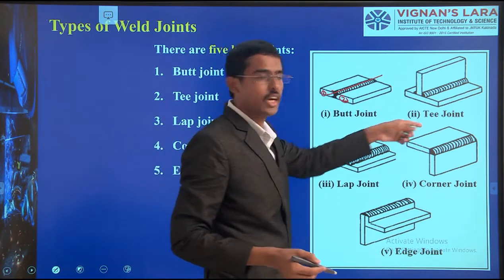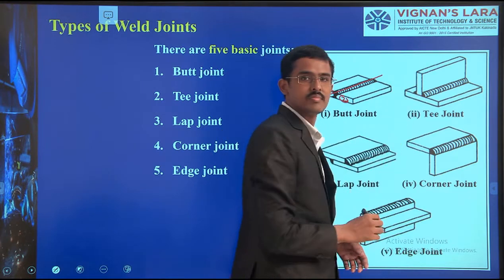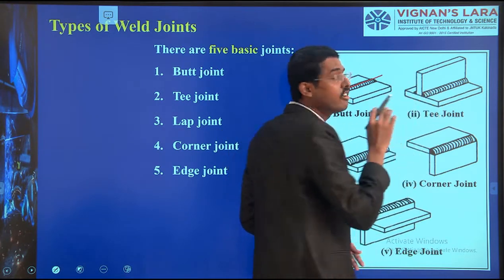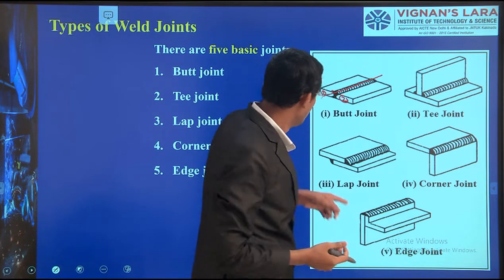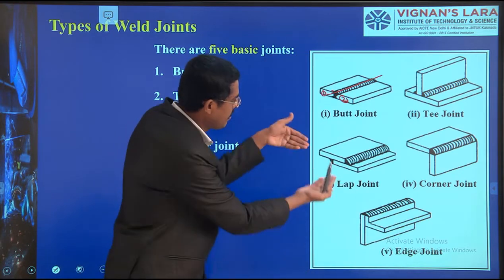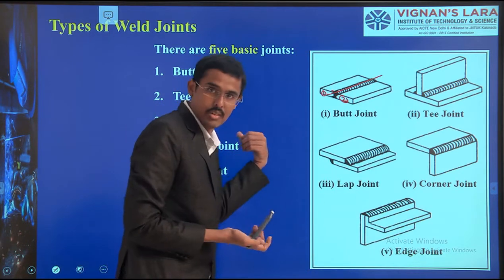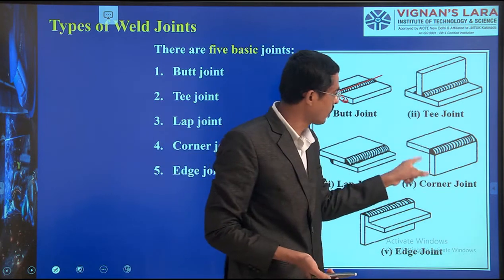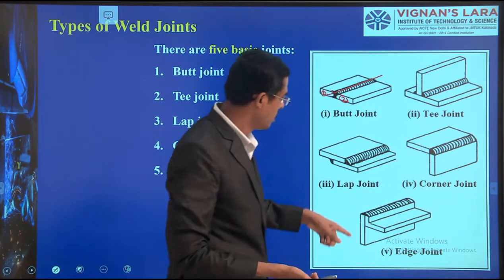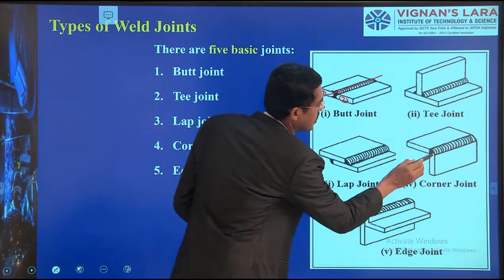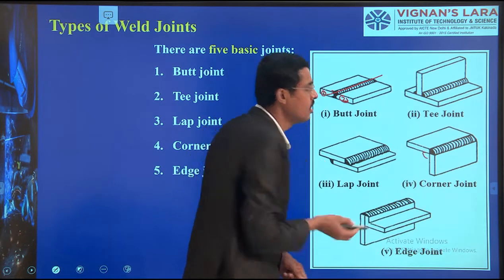And it is a T joint. The joint is T, and if the weld is done, it is a fillet weld. And here also a lap joint. Lap means they have kept one over the other, what we have said earlier. The corner one, open corner. See this side, it is open. If you are welding this side, it will be a closed corner.